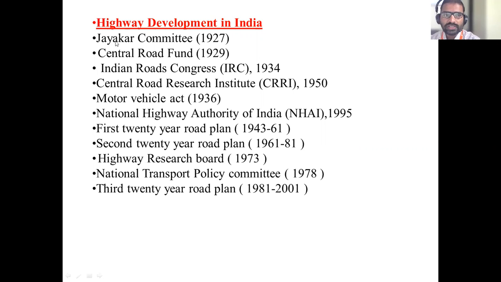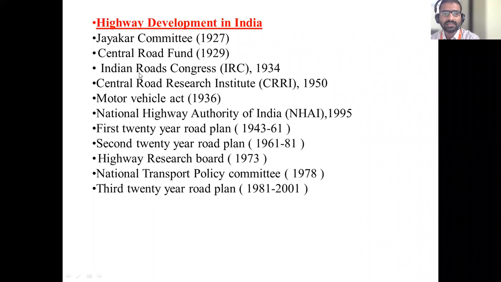According to the Jaykar committee, the Central Road Fund was established in the year 1929. Central Road Fund means that from the central side some amount of road fund is kept for the construction of roads. That is the Central Road Fund, in 1929.